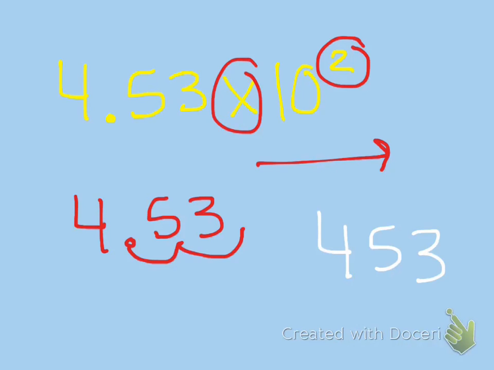If we moved it just once, it would have been 45 3/10, so that decimal would have had to go between the 5 and the 3. But in this case, it's just 453. All right, that was super easy.